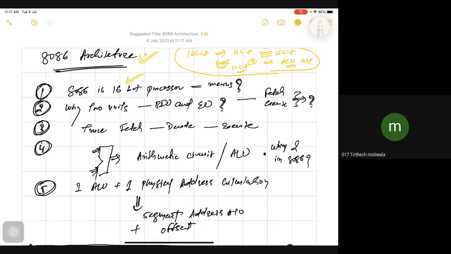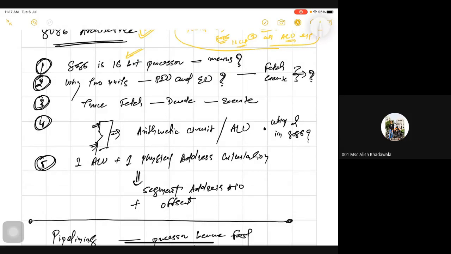Okay. Now, the next thing is, if you see the architecture of 8086, it is divided into two parts. The first part is called BIU, the other part is called EU. BIU is the bus interface unit, EU is the execution unit. Now, the first question that should come to your mind is why the architecture is divided into two parts. Why is it not a single unit? Can someone tell me why the architecture is divided into two parts?